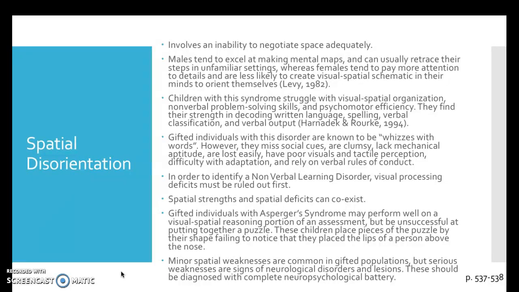Gifted individuals with Asperger's syndrome may perform well on a visual spatial reasoning portion of an assessment but be unsuccessful at putting together a puzzle. These children place pieces of the puzzle by their shape, failing to notice that they place the lips of a person above their nose. Minor spatial weaknesses are common in gifted populations, but serious weaknesses are a sign of neurological disorders and lesions. These should be diagnosed with a complete neuropsychological battery.